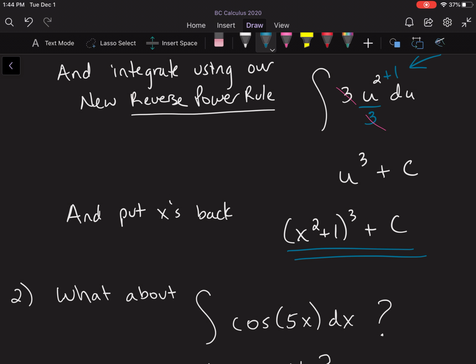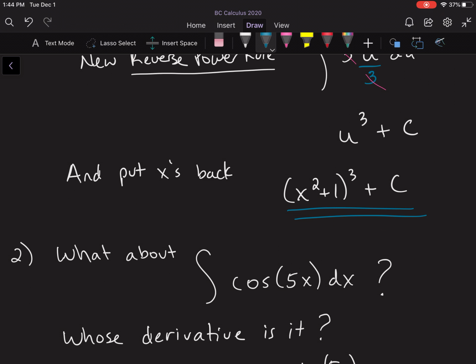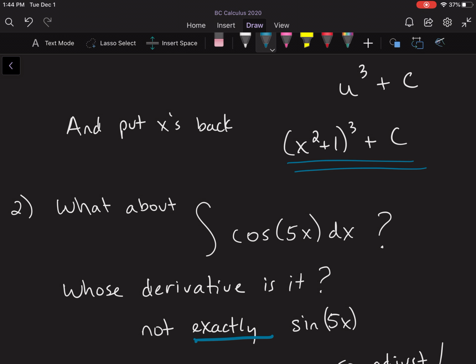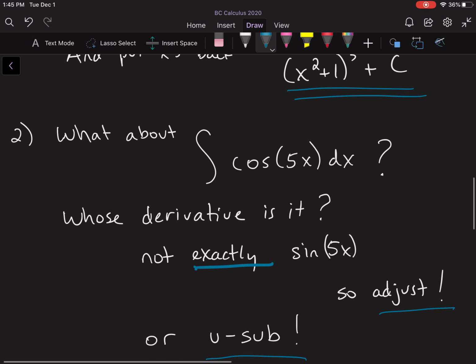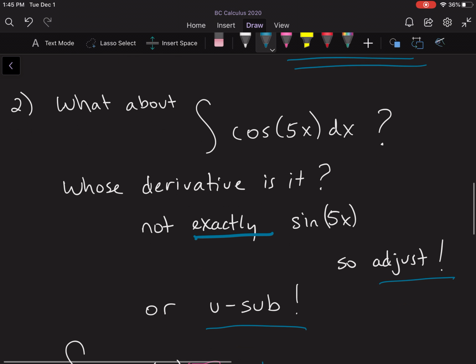This one's a trig model, and with the trig model, u is on the inside, so in this case, u is 5x. You might already be able to guess whose derivative this is because it comes from sine, but you know that it's not exactly sine of 5x, and that's fine. So you could guess and check and adjust it. That would be okay. Or you can do u-sub. And this is the process that will guarantee you get the answer if you follow it correctly.